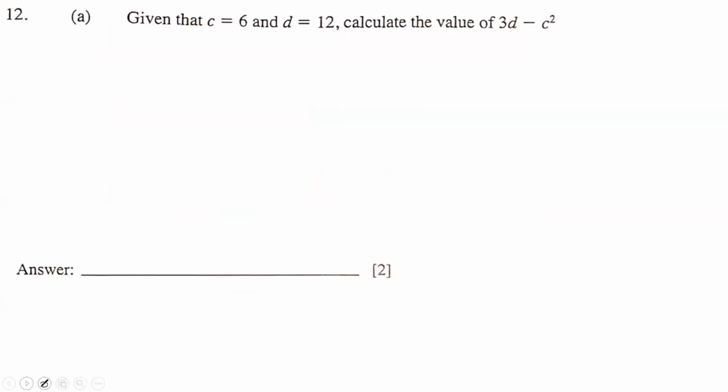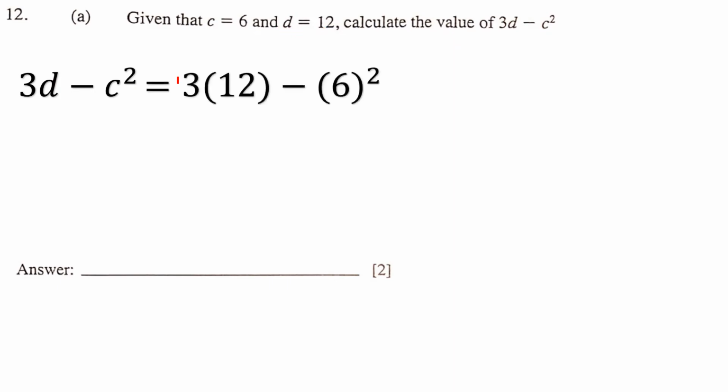So let's move on to the next question. The next question says, given that C equals 6 and D equals 12, calculate the value of 3D minus C squared. So basically for this, wherever you see D, you're going to put 12, and wherever you see C, you're going to put 6. And so let's do that.